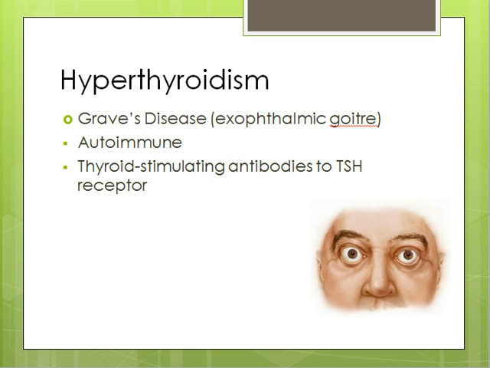Now, this is an autoimmune disease that is characterized by thyroid-stimulating antibodies that target the TSH receptors on the thyroid gland. It is also known as exophthalmic goiter because one of the distinguishing hallmarks of Graves' disease is that many of these patients will present with these big, bulging eyes.